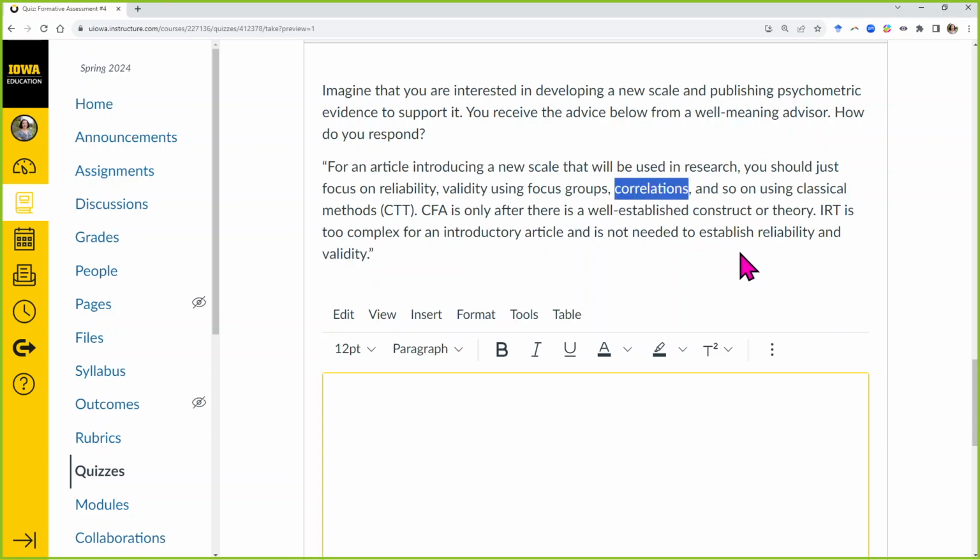Correlations. Presumably that reflects convergent and discriminant validity kinds of ideas, that your new measure is correlated in the right way with other constructs that it's supposed to be related to. However, what if your items are actually multidimensional?